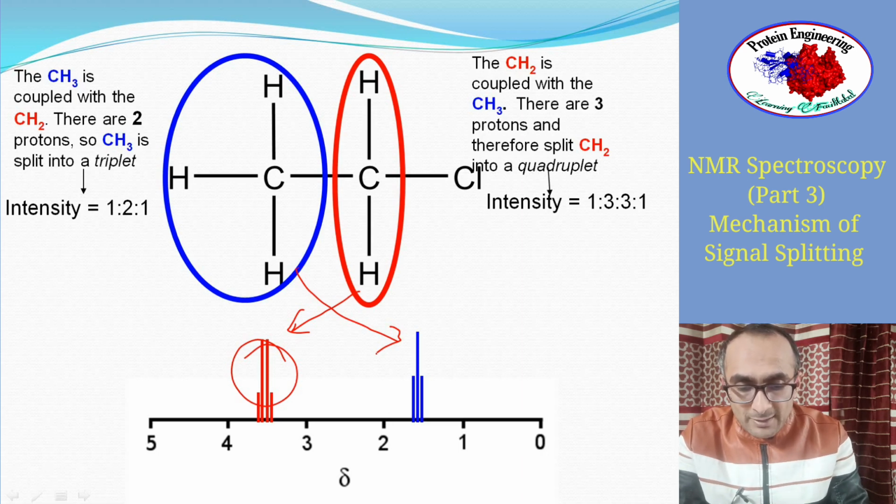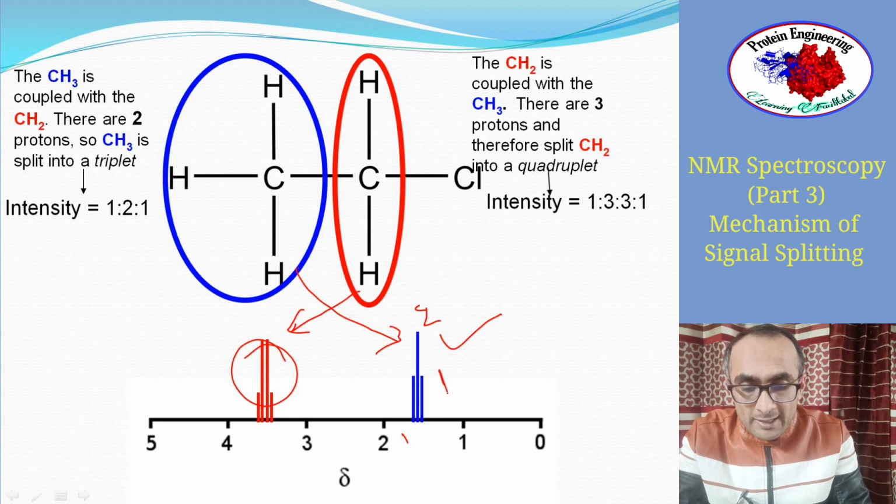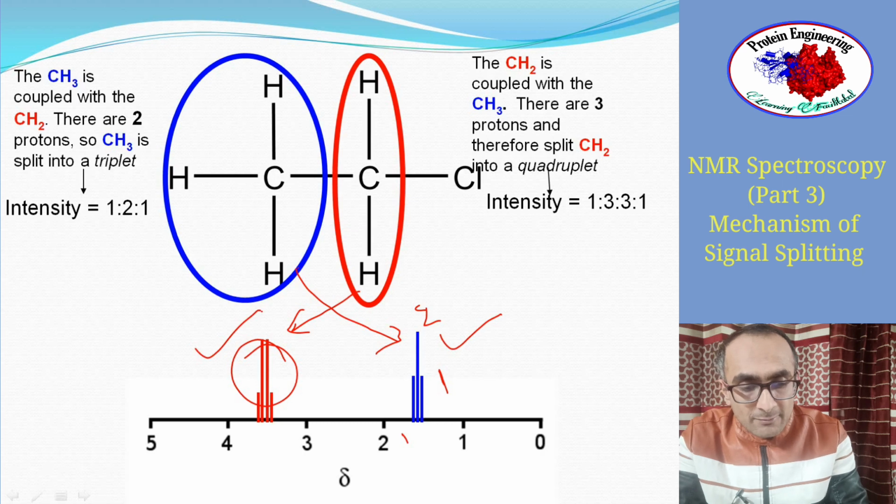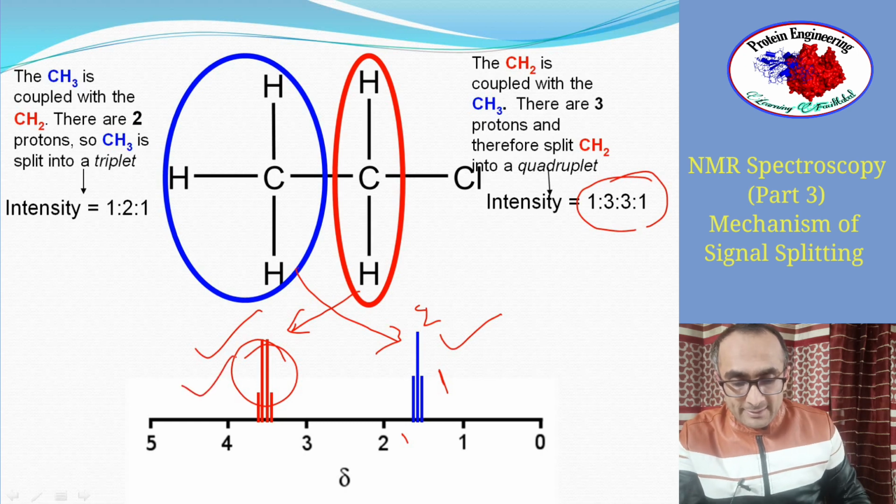If you see in case of a triplet, the intensity is actually 1:2:1. This is the ratio of the intensity of the peaks. Whereas for a quartet, in this case, the intensity of the split peaks is 1:3:3:1. So you can see that on the y-axis.